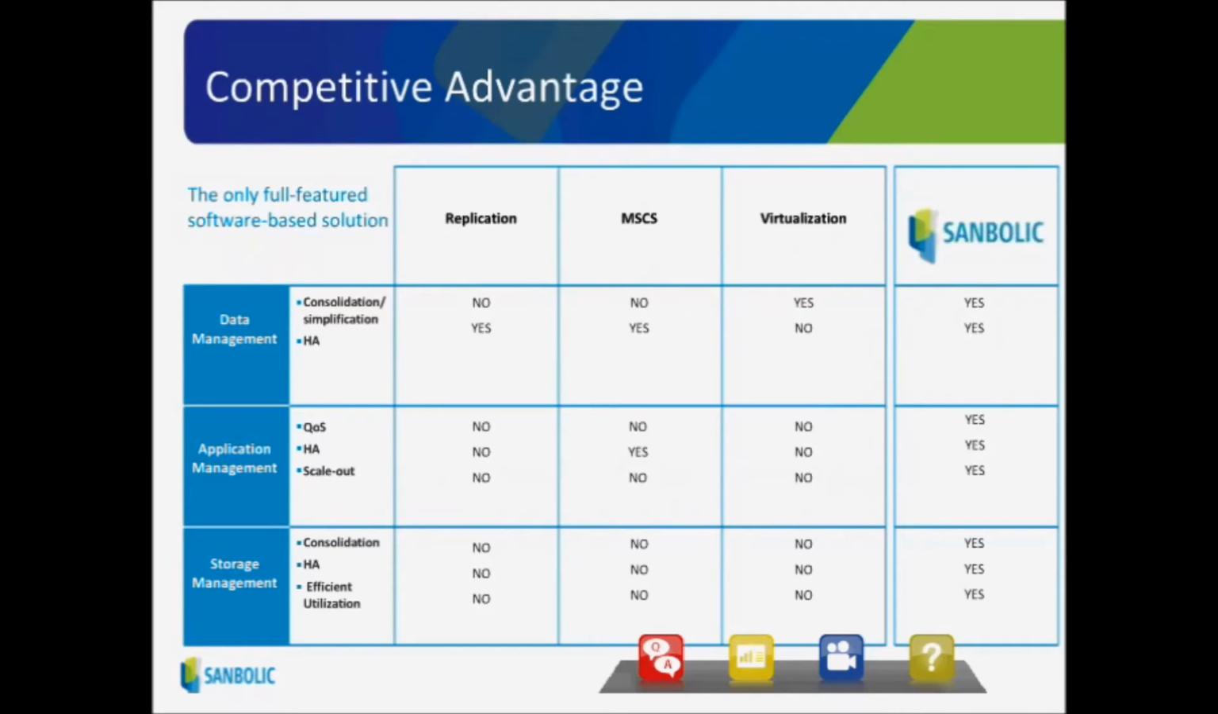So here we can see a quick snapshot of some competing technologies, other ways that maybe you can solve some of these problems. The real takeaway from the snapshot is that the other alternatives, replication, cluster services, virtualization, will solve some of the problems related to SQL Server, but they won't solve all of the problems. And by having a stack that goes all the way down to the storage layer, all the way up to the application availability, Sanbolic can really help solve all of these issues.